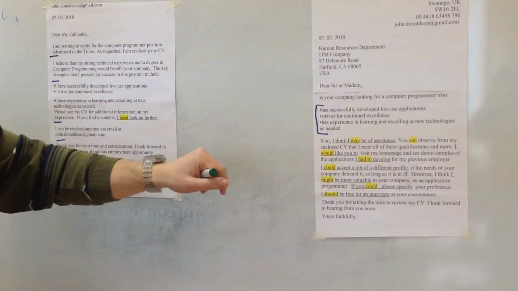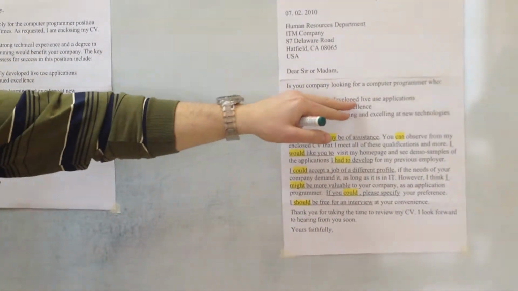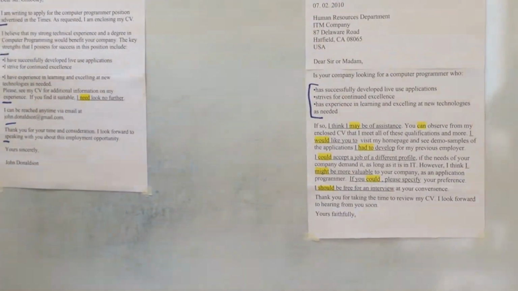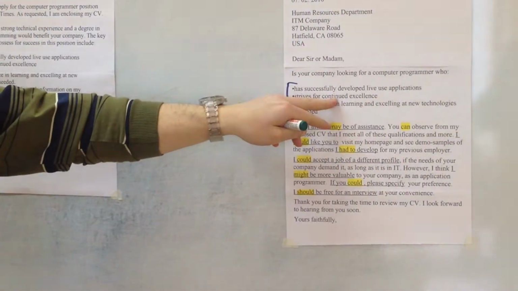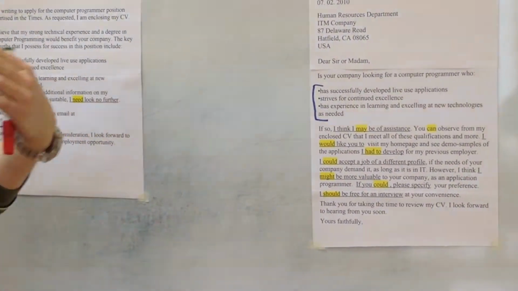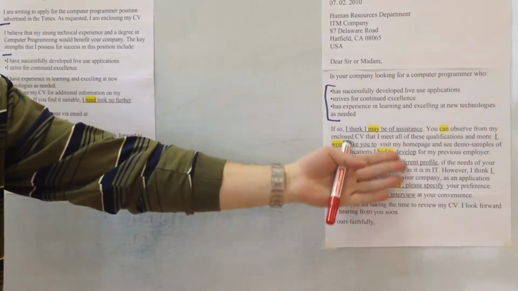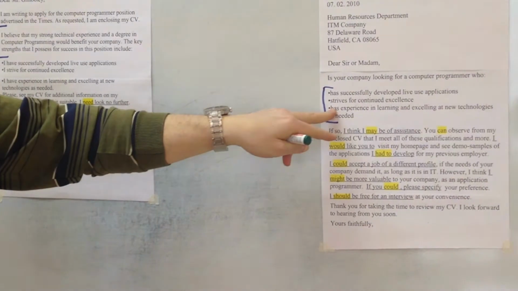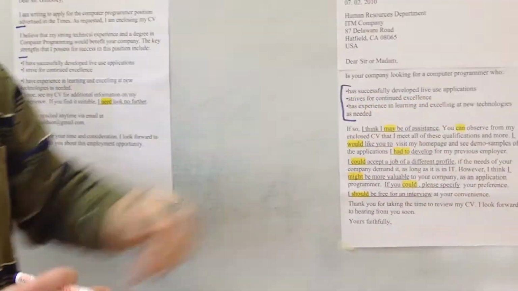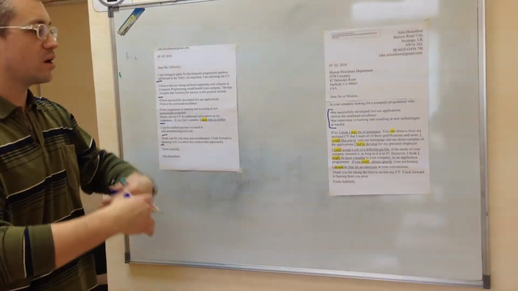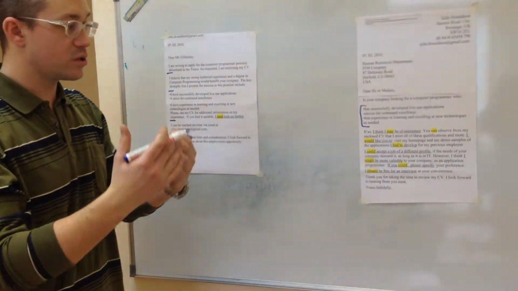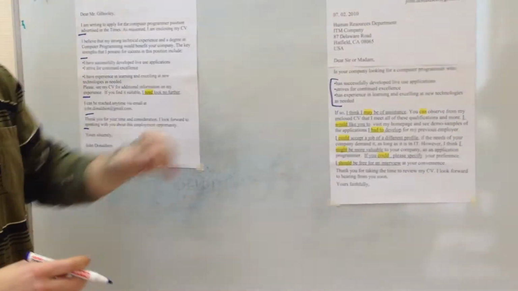Now, let's look at this. 3 points. Has successfully developed live use applications. Past, my experience. Strives for continued excellence. This is what I do now. I improve myself. I take courses. They can see all of that from your CV. Has experience in learning and excelling at new technologies. Something about my future plans or professional development. So past, present, future.